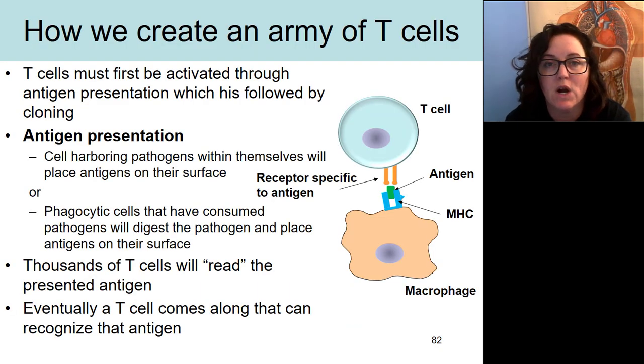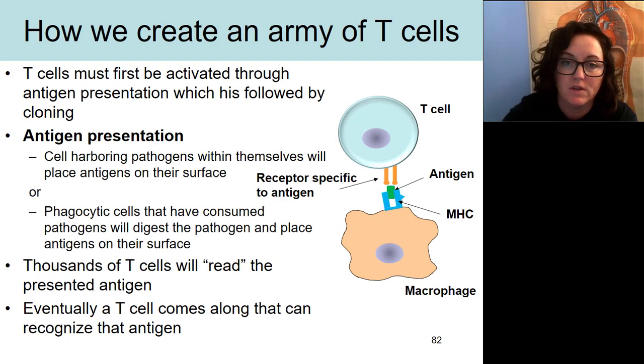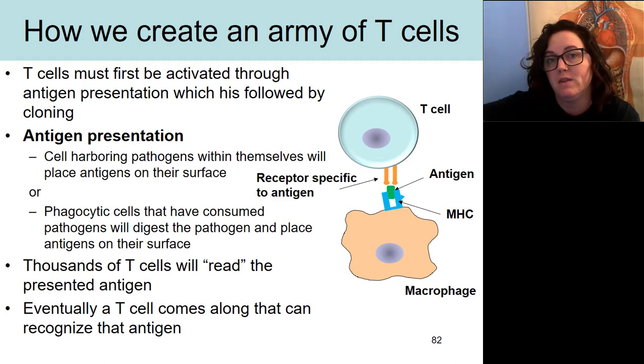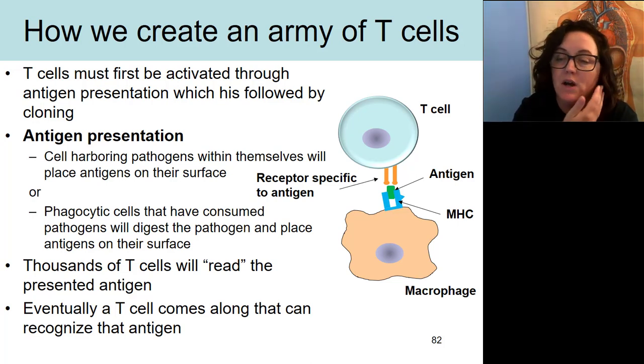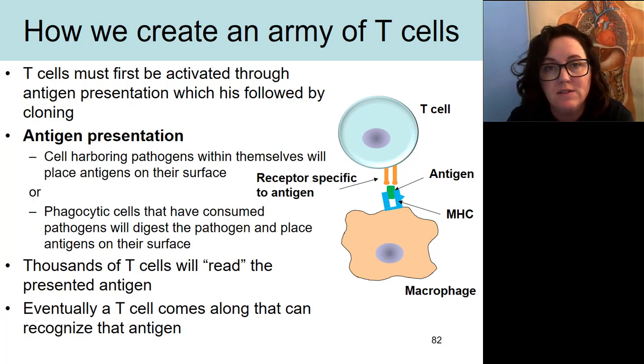So how do we create this army of T cells? We need the army of T cells to make the army of B cells to make the antibodies. So how do we get the army of T cells? T cells have to be activated through a process called antigen presentation. Once antigen presentation occurs, T cells will be cloned, and then we get our army of T cells. Antigen presentation is exactly what it sounds like. An antigen is presented to the T cell, and then the T cell has to decide whether or not that is the antigen that it was trained to recognize.